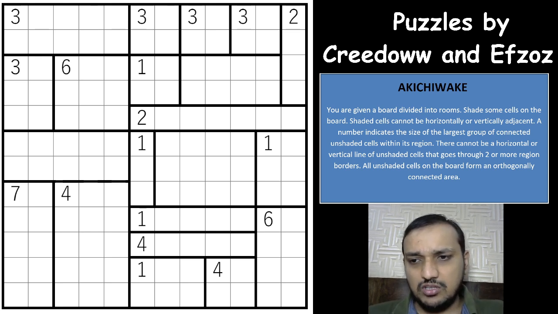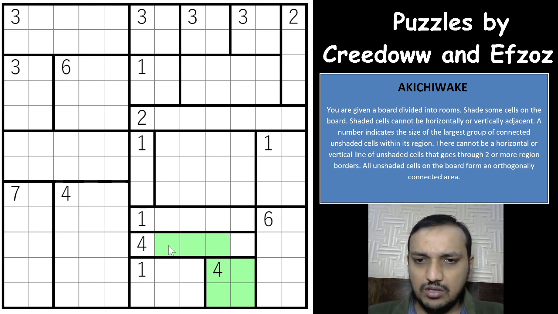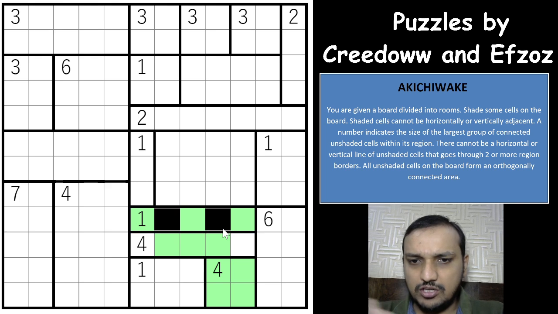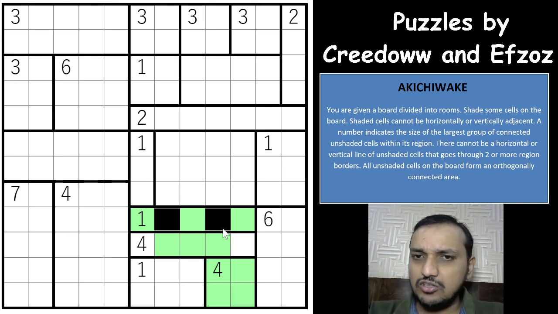So as you can see here, for the 4 you can have all of these 4 unshaded. For the 4, all of these 3 are unshaded, because of the common cells. So now this is shaded. For the 1, you will have one shaded, one unshaded, one shaded, one unshaded.